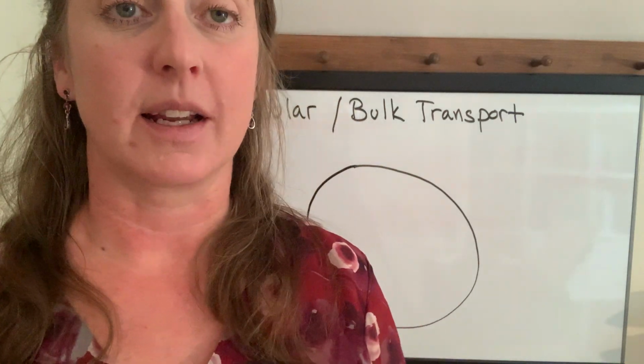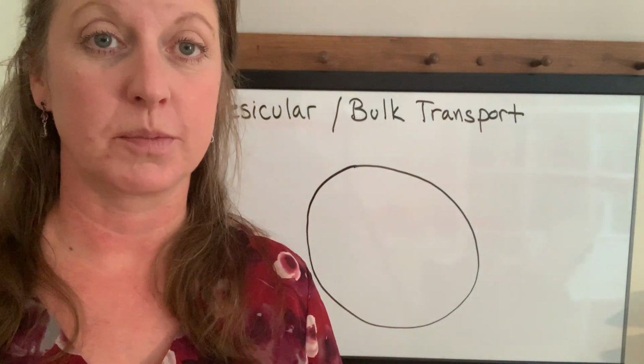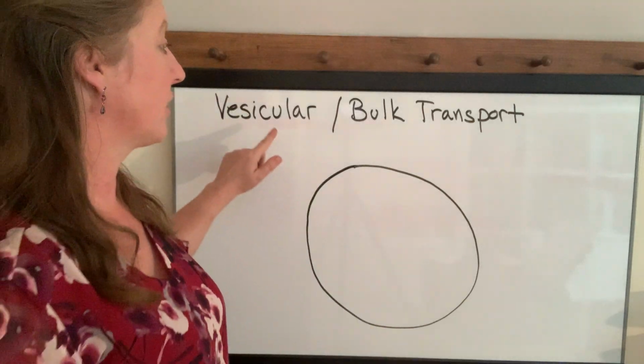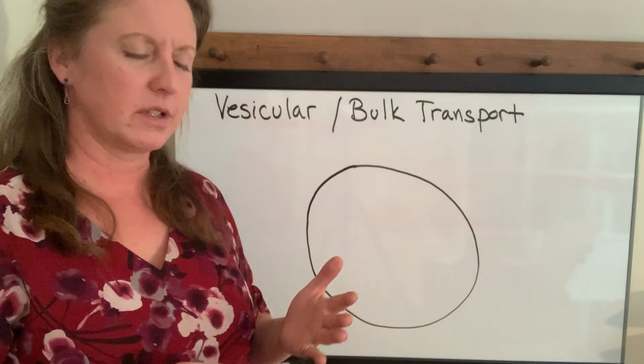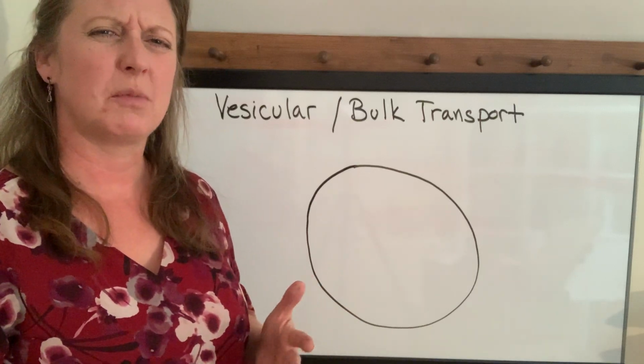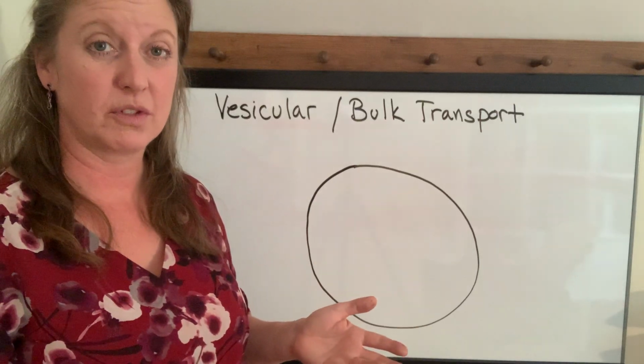Hi, I was just kidding about that being the end of membrane transport. I forgot one thing. That's called vesicular and bulk transport. So all the transporters that we talked about before moved pretty small things. The biggest was a molecule of glucose.